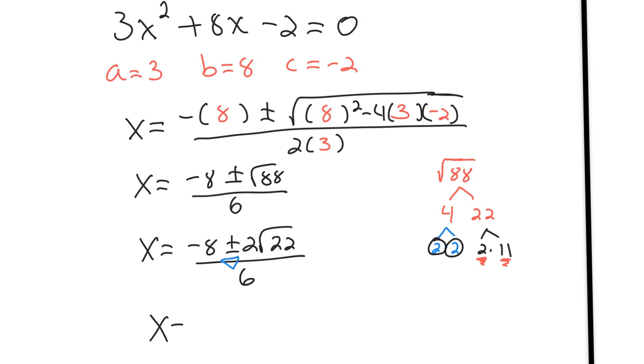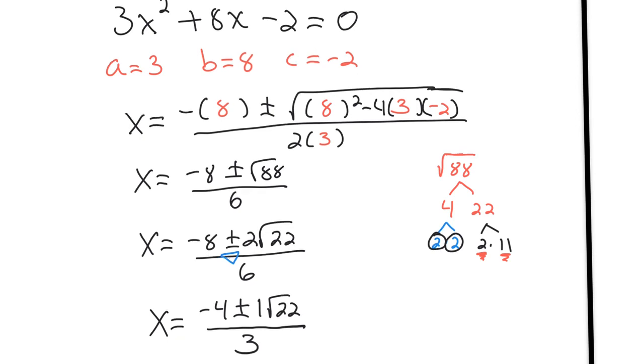So x equals negative 8 divided by 2, that will be negative 4, plus or minus 2 divided by 2 is 1. The square root of 22, do not divide the number inside of the radical. You don't simplify the inside, just the ones outside. So the 22 stays the same, inside of the radical. And on the bottom, 6 divided by 2 is 3. So guess what, guys? On the bottom, we do need that 3 because it's not a 1. So you need in your answer the 3.